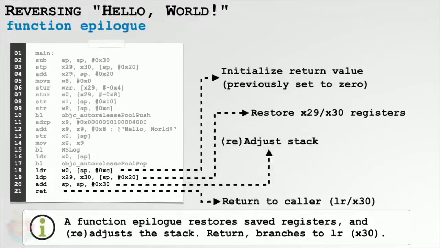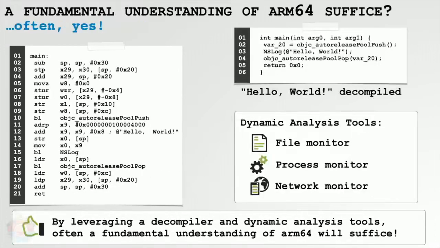Finally, we have the function epilogue. Again, in the context of malware analysis, we don't spend too much time here. Basically it readjusts the stack, initializes a return value, and then executes the return instruction to return back to the caller.